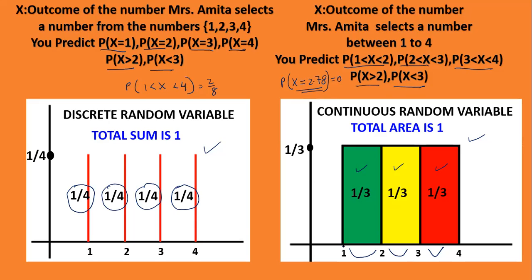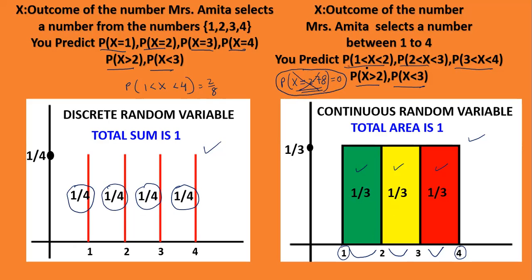Because there are an infinite number of numbers between 1 to 4, she might think of any number. There are infinite choices. So we will not try to predict this way. We will definitely not be able to predict. Our probability will be 0.